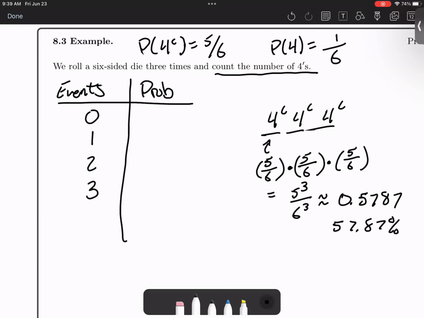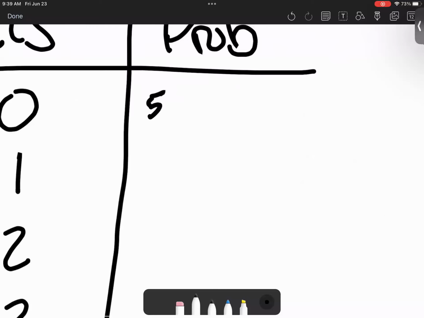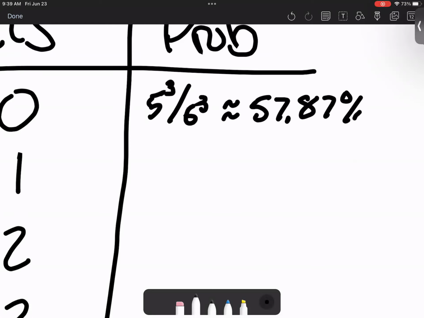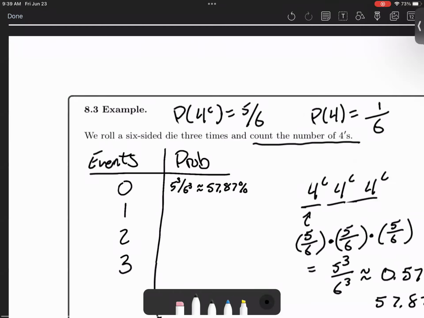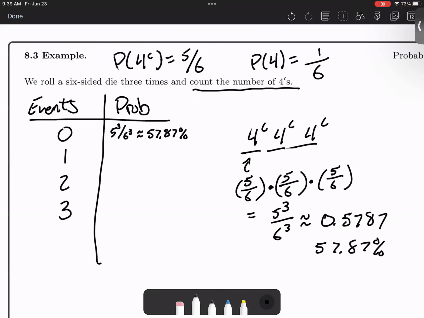All right, so the probability of not rolling any 4s is if we have 3 not 4s in a row. That's, let me zoom in. 5 cubed over 6 cubed. Oops, let's give it as a percentage. 57.87%. So odds are good that we roll 3 times and we don't get any 4s.